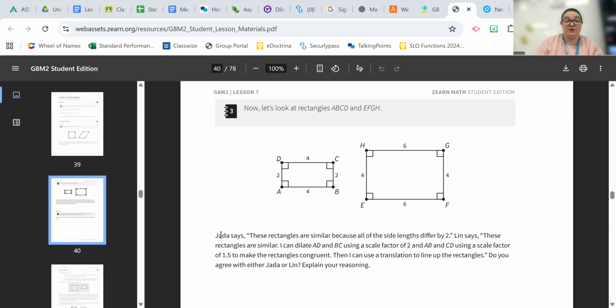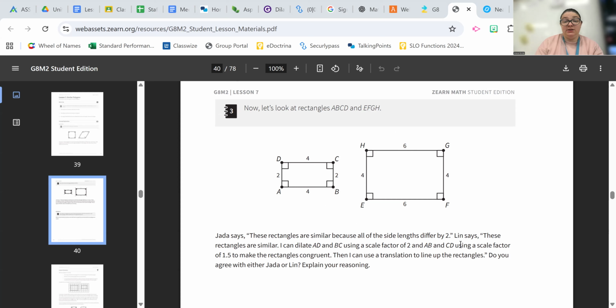So let's first talk about Jada. Jada says these rectangles are similar because all the side lengths differ by 2. Well, when we talk about the change in side lengths, it has to be multiplication, not addition. So just because all the side lengths add 2 to get the new rectangle, that's not what makes a similar figure. The scale factor is multiplication.